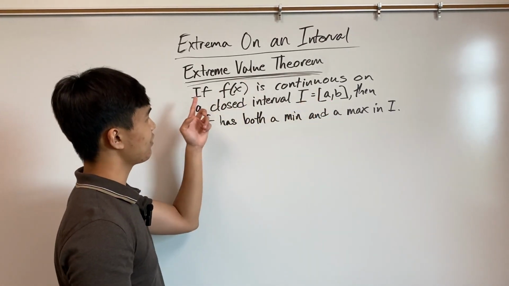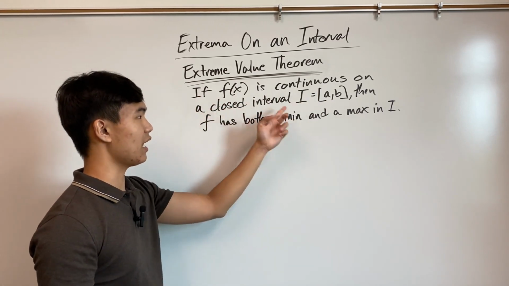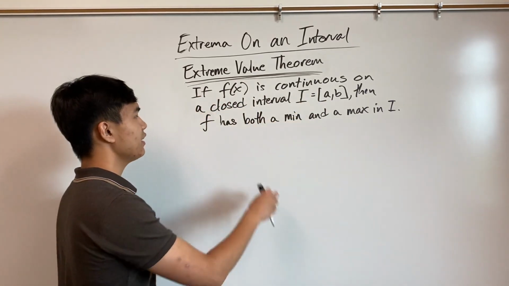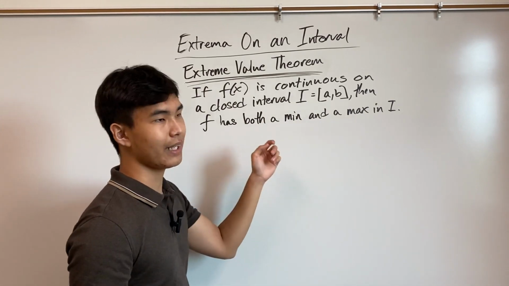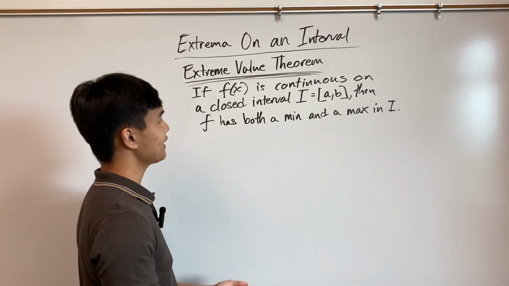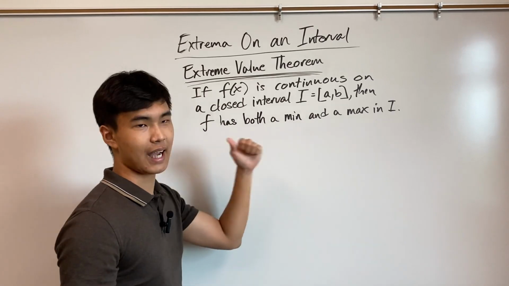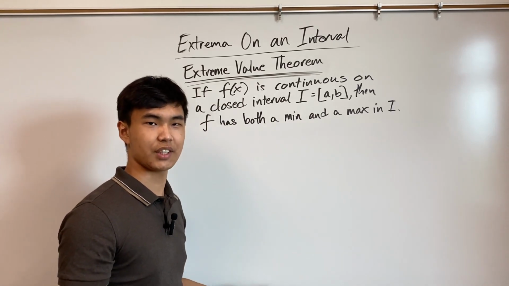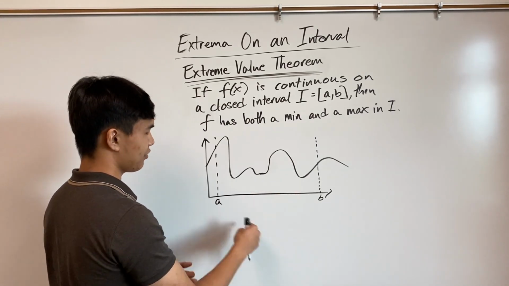This says if f is continuous on a closed interval I from a to b, then the function has both a minimum and a maximum in the interval. Basically what this says is every continuous graph has both a highest point and a lowest point, which is pretty obvious. Let's say I have this graph and we're going to analyze it from a to b.